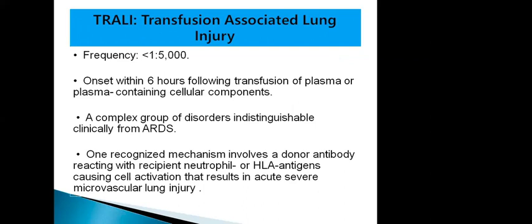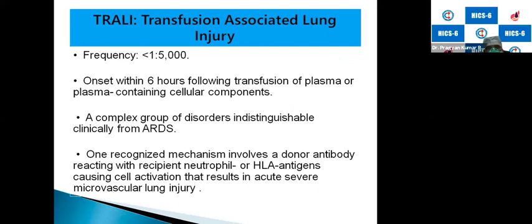Yeah, transfusion associated lung injury. That is a pretty common discussion in all critical care scenarios. Whenever you encounter bad lungs after a blood transfusion, the onset is within 6 hours of transfusion of plasma. More importantly, plasma containing cellular components usually cause a complex group of disorders which is indistinguishable from ARDS. So when somebody with ARDS, next day after blood transfusion, if lungs worsen, you do not know whether it is due to transfusion associated lung injury or it's a worsening of ARDS.